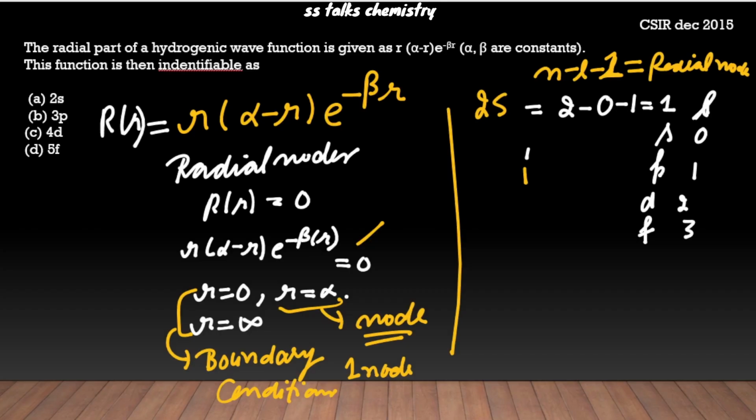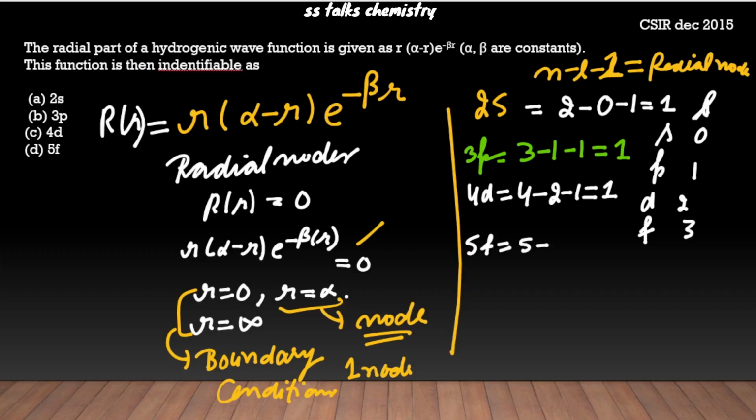Now let's check the others also. For 3p, the radial nodes are 3 − 1 − 1, again one radial node. Next, 4d: 4 − 2 − 1, again one node. Next, 5f: 5 − 3 − 1, again one radial node. So from the concept of radial nodes I am not able to solve this question, right?